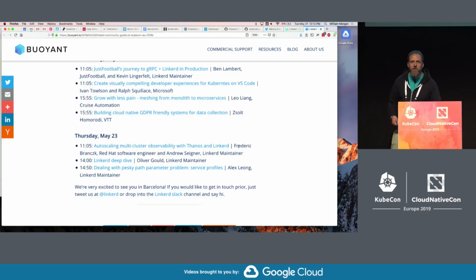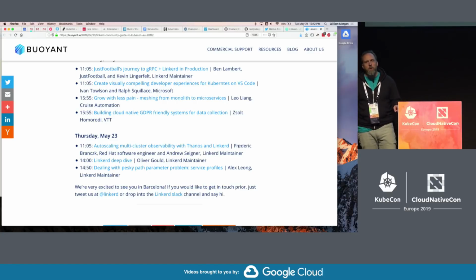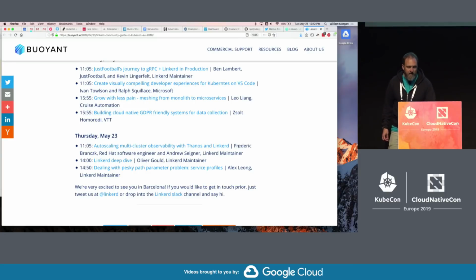If you are into cool observability, auto-scaling stuff, Frederick, one of the Prometheus maintainers, will be pairing with Siggy, who's one of the Linkerd maintainers, to talk about Thanos and Linkerd. If you want to know about Rust or about gory technical details, then please come to the deep dive, which is on Thursday. And then finally, the service profiles thing that I talked about early on, you can come talk to Alex, or come see Alex's talk about that.